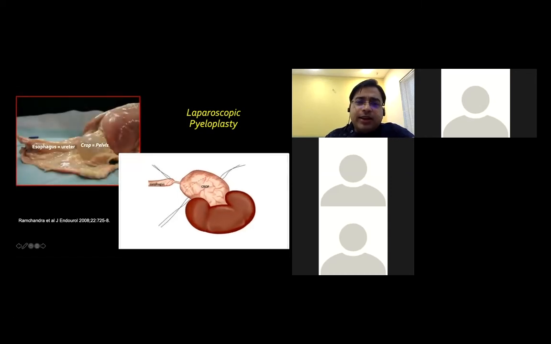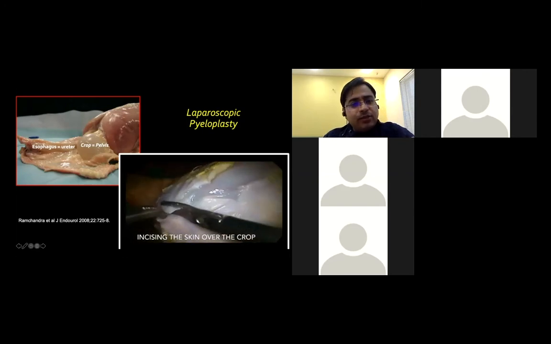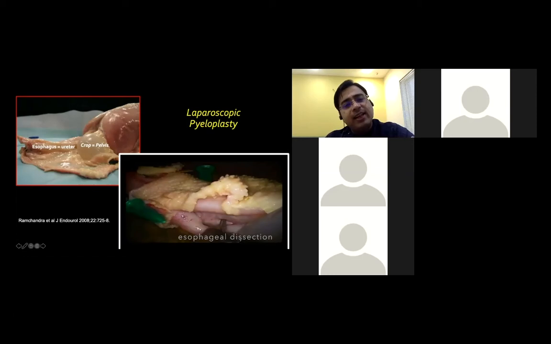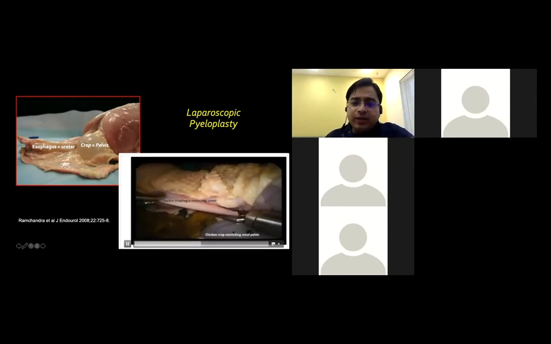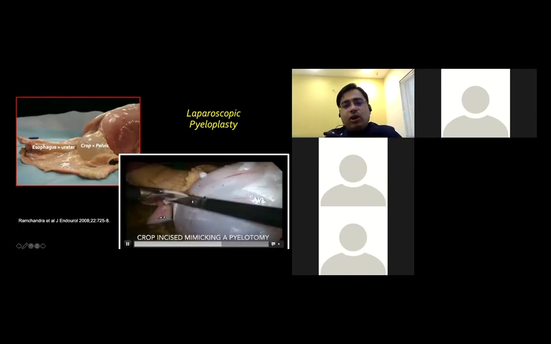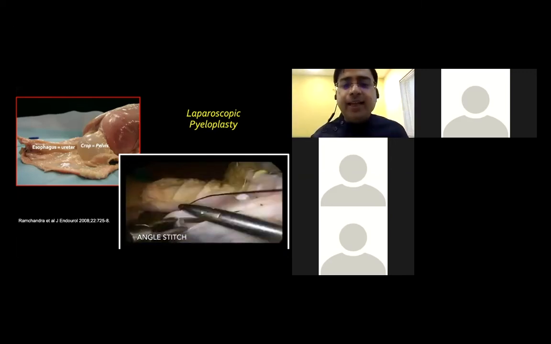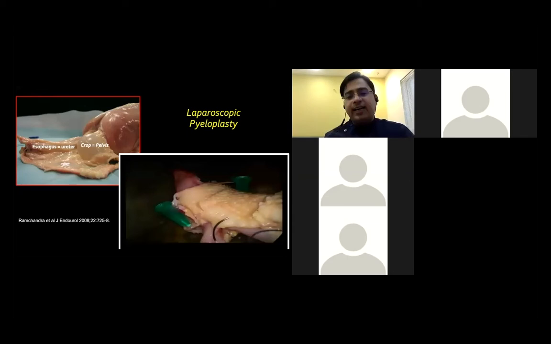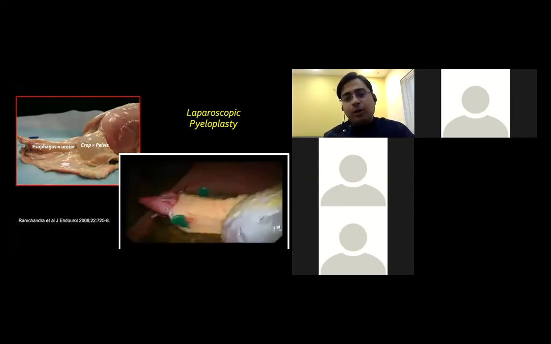The chicken is defeathered, beheaded, and kept on its back. The esophagus mimics the ureter and the crop mimics the renal pelvis. So you incise the skin in the neck, dissect out the esophagus circumferentially, clip the esophagus, and spatulate the esophagus laterally. Then you make an incision onto the crop and start suturing like you would do in pyeloplasty. Take the conventional angle stitch first, followed by the posterior layer and the anterior layer. So this will be a very good simulation for you to learn pyeloplasty.